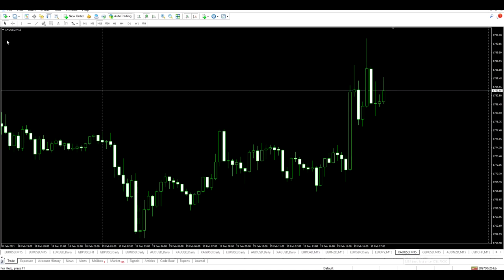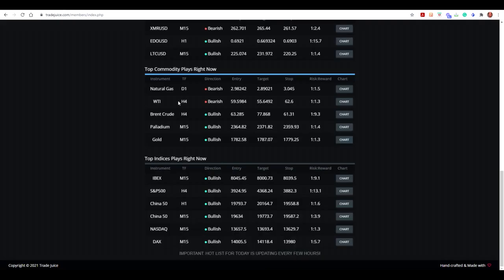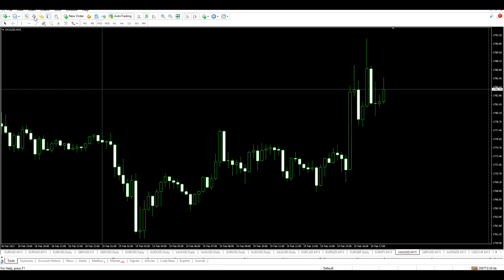Okay, guys, I'm on my gold USD chart, 15 minutes. And the reason I'm on here again is because I've got an alert that on gold, I can go bullish on the 15-minute chart. And my entry is just where the chart is at now. So what I'm going to do is enter this trade, a buy trade.